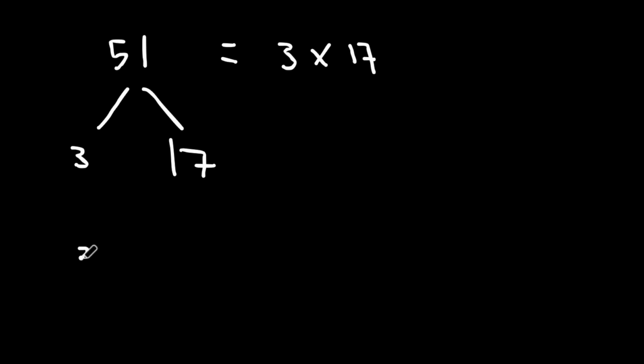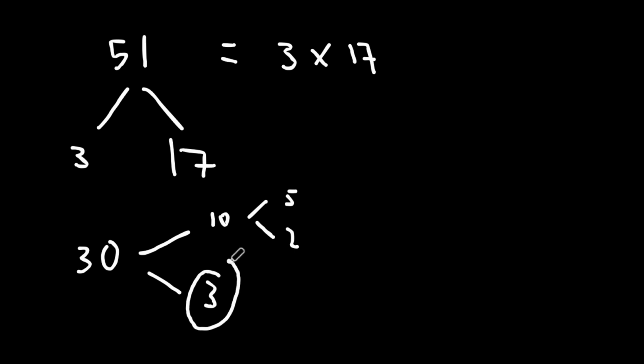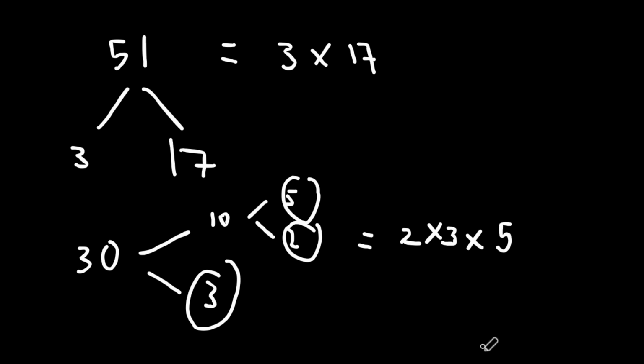Let's have another number, 30. So 30, you can break it down by 10 and 3. 10 can be broken down by 5 and 2. 3, no, that's it. So therefore 3, 2, and 5 are the prime factors in 30, and it equals 2 times 3 times 5, always in ascending order. That's how you do it.